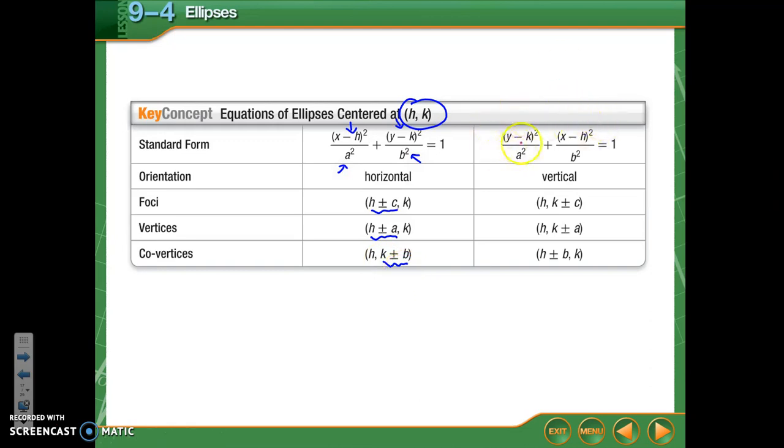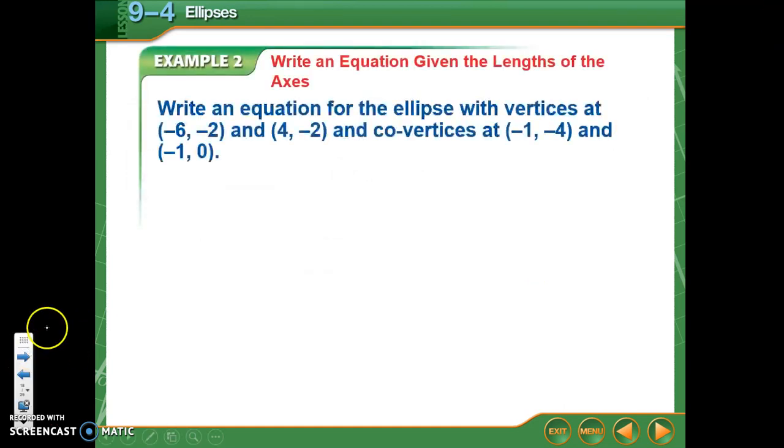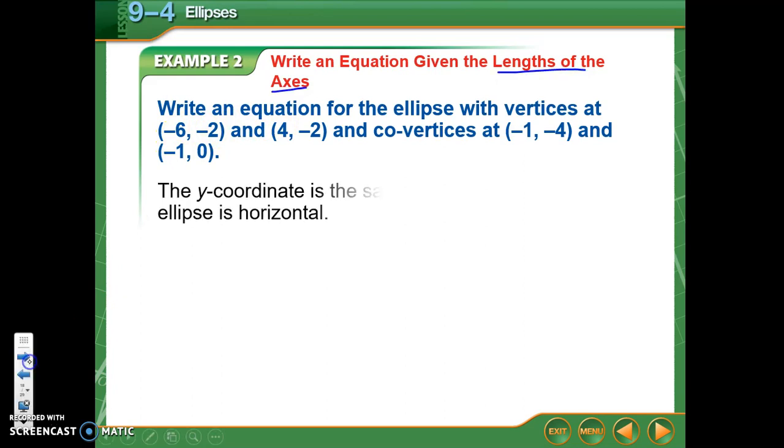It's the opposite with a vertical ellipse. So notice here the k has to go with y and the h with x. This is a vertical ellipse, so it's going to change the y value of my foci, the y value of my vertices, and the x values of my co-vertices. So here we're going to write an equation for an ellipse when we're given the lengths of the axes. Here we have an ellipse that has vertices at (-6, -2) and (4, -2).